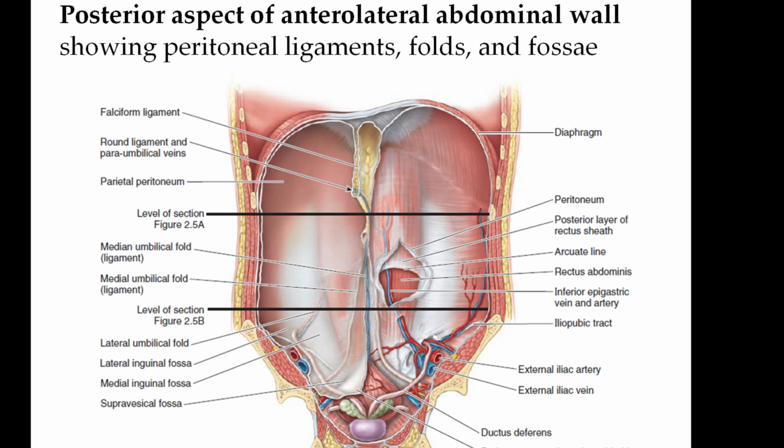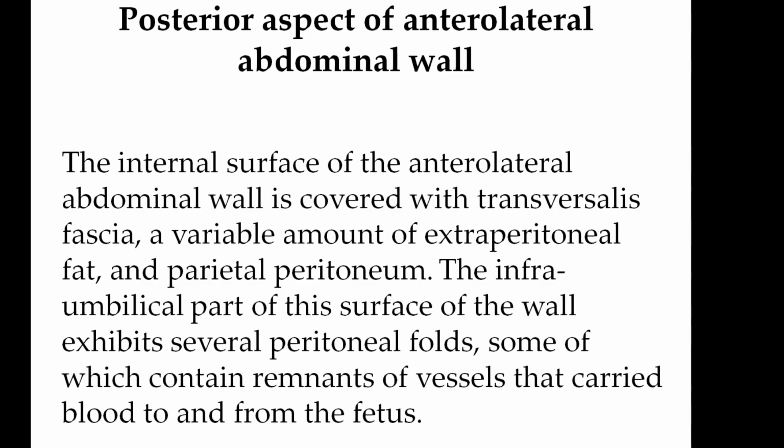Here you can see the posterior aspect of the anterolateral abdominal wall, showing peritoneal ligaments, folds, and fossae. The internal surface of the anterolateral abdominal wall is covered with transversalis fascia, a variable amount of extraperitoneal fat, and parietal peritoneum. The infraumbilical part of the surface of the wall exhibits several peritoneal folds, some of which contain remnants of vessels that carry blood to and from the fetus.